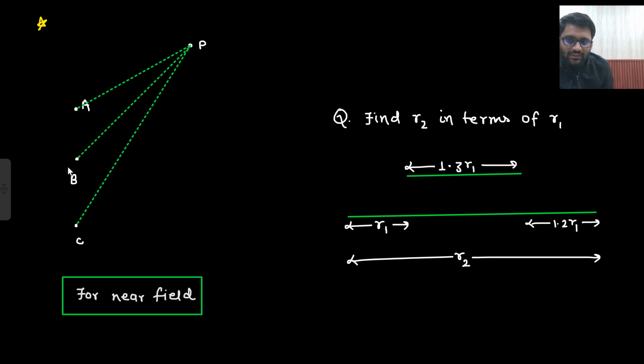So here there are 3 points A, B and C, and then there is a point P which is near to ABC only. This is not very far. Usually when we study antenna, if you remember, I told you that your R should be greater than lambda by 6, and if R is greater than lambda by 6, then we consider it as a far field. But this R is not too far. This point P is very near to ABC.